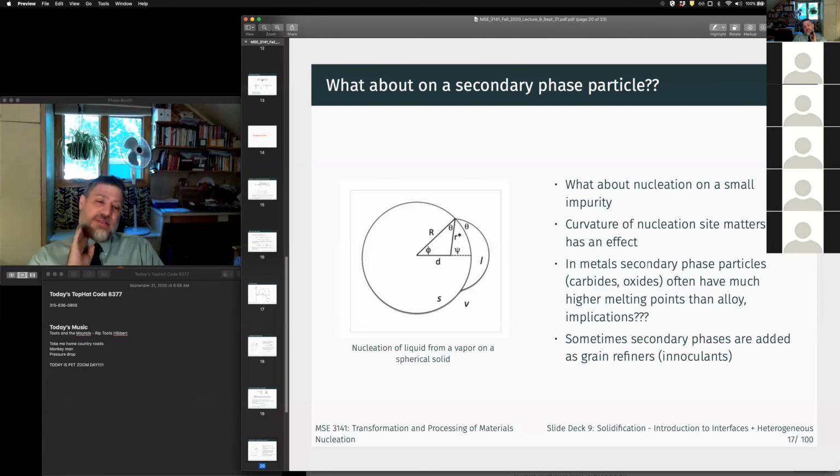And sometimes secondary phases are added as grain refiners. This is called inoculation, right? So you deliberately add something in there. This happens with aluminum alloys a lot, that stimulate nucleation of grains so that you end up with a very fine grained cast structure instead of a large cast structure. And again, this is really critical concepts for the welders, right?